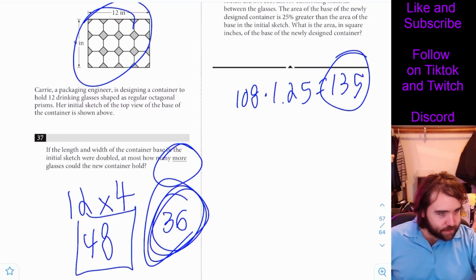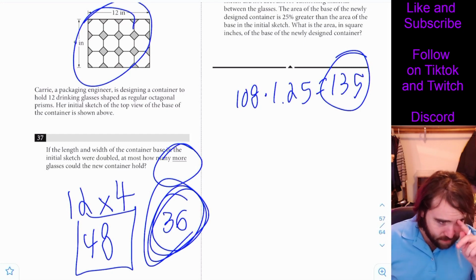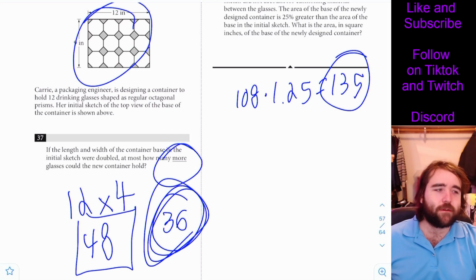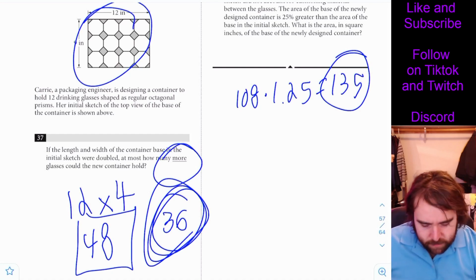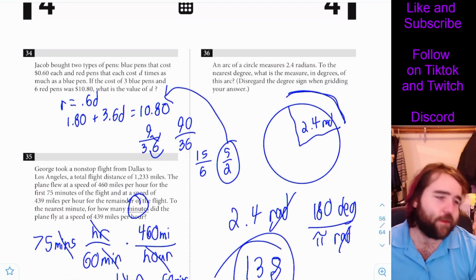Wait, I'm confused how this is supposed to be graded. Oh, they just have different sections here? Did not all of the problems count? No, I think they all count. 36? Does 36 not count? 36 isn't listed in any of these sections. 36 on the calculator section? Well, it's 36. I got that right.